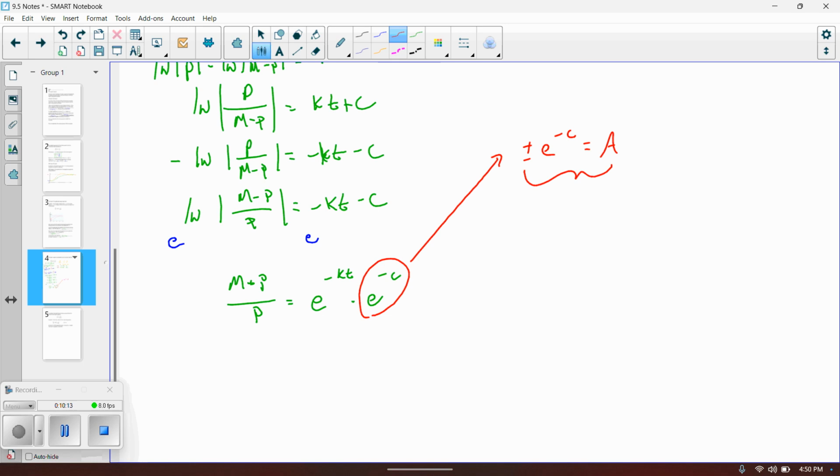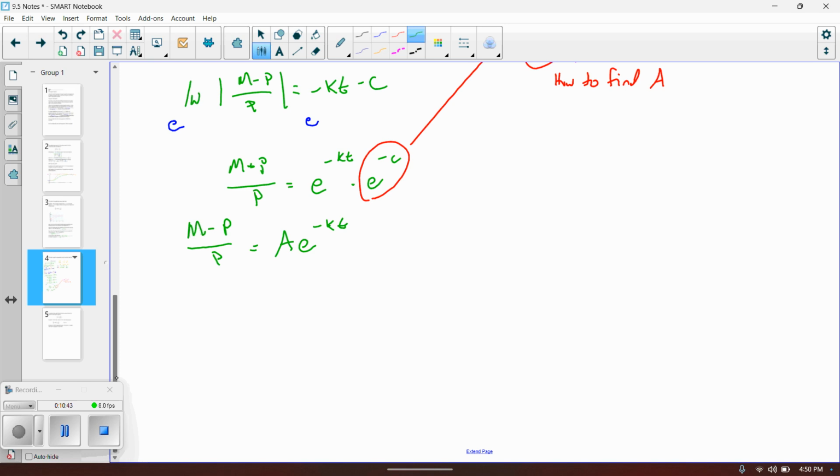And the question is, how do we find a? Okay, I'm going to come back to that when we're done solving the rest of this problem here. So now what we have down here, we've got (M minus P) over P equals a e to the negative kt.